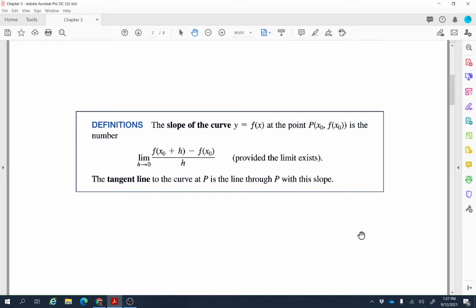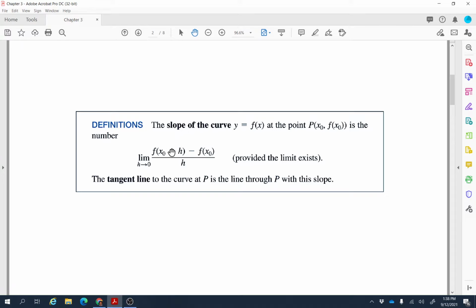So now to find out the derivative, we need to find out the slope of the tangent line. And slope of the tangent line can be found by using this limit. The slope of the curve y equal f of x at the point P, where x0 is the x coordinate of that point and the value of the function at that x0 is the y coordinate of the point, is the number, which is actually the limit of this expression, provided the limit exists. If this limit does not exist, then we cannot find the slope. Provided the limit exists, it means the limit does exist.